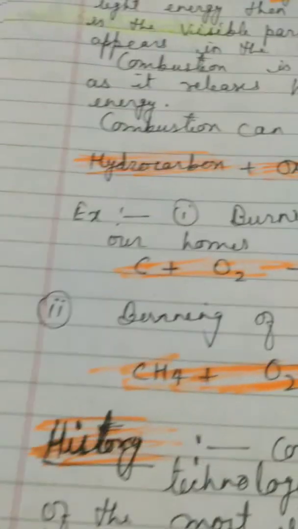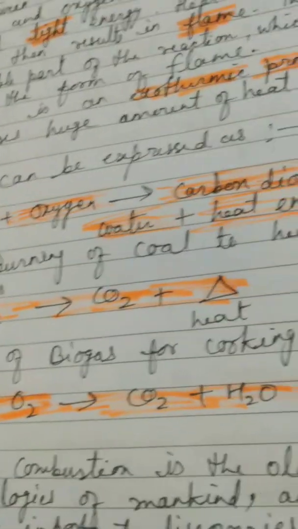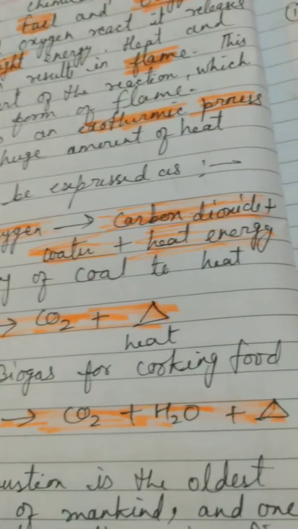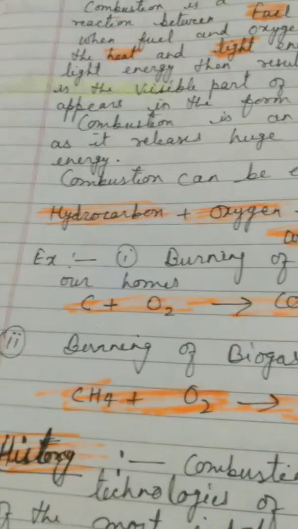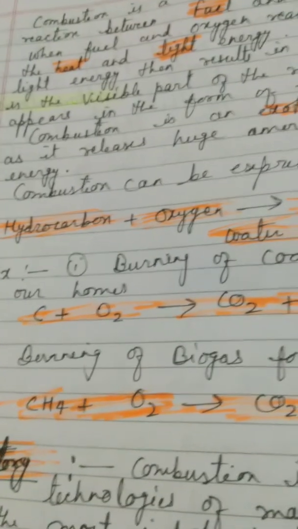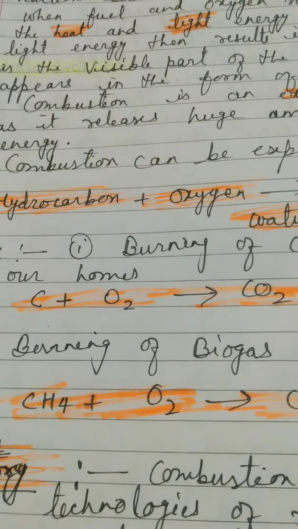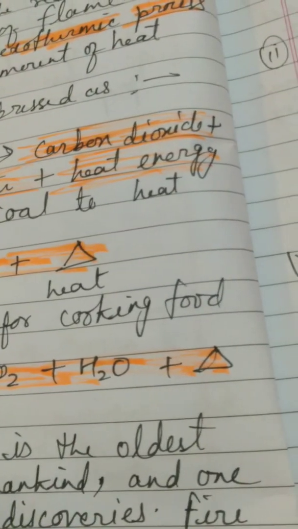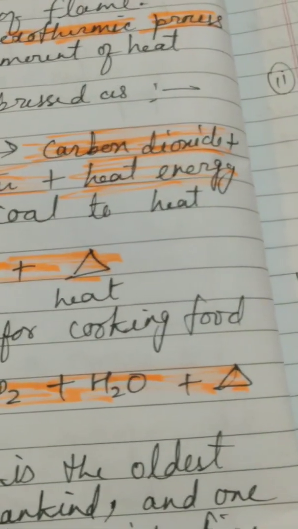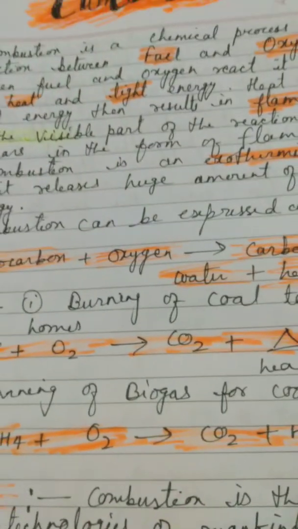And another example of combustion I am giving you is the burning of biogas for cooking. Biogas we use for cooking food because it is a very clean fuel. It burns completely and gives a very high calorific value. So this biogas has the formula methane, CH4, which I have written here, and it burns in the presence of oxygen and gives carbon dioxide, water vapor, and heat energy.